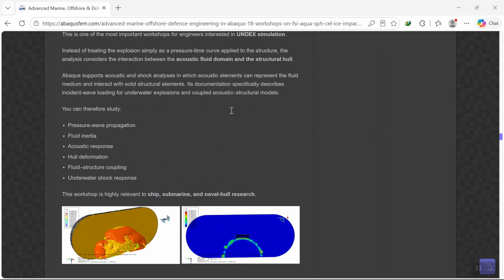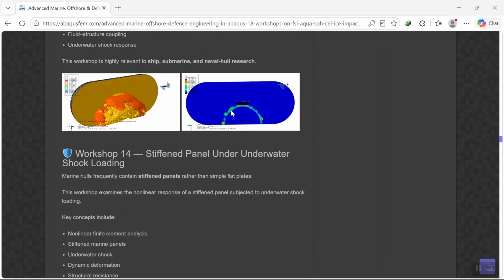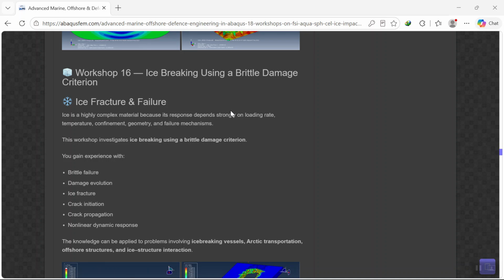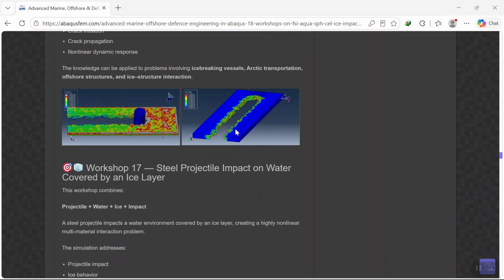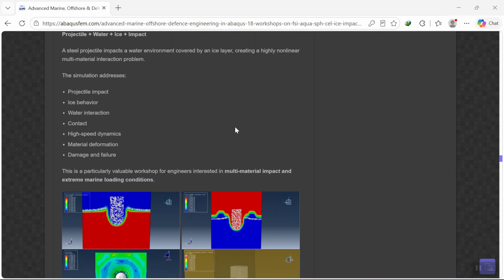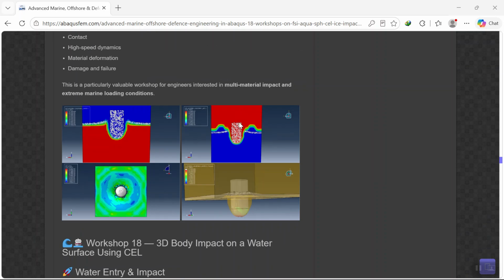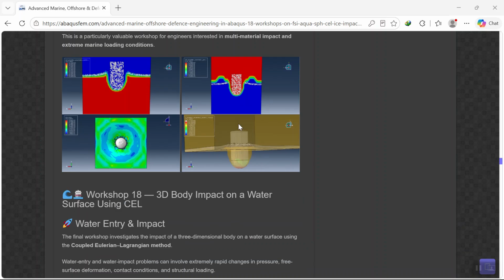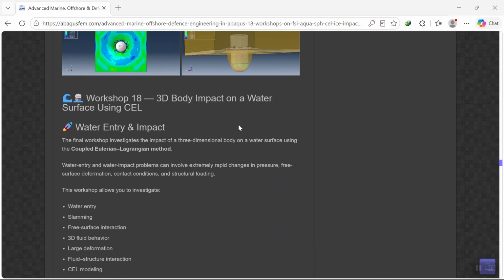Another important area covered by the package is ice interaction and marine impact. Ships and offshore structures operating in cold and Arctic environments can encounter ice, and here you can see this is the ice breaking, while marine vehicles and structures may also experience severe impact and water entry conditions. The package therefore gives you exposure to advanced simulation involving ice breaking, ice structure interaction, impact water interaction, and highly nonlinear dynamic response, plus Abaqus AQUA and SPH analysis.